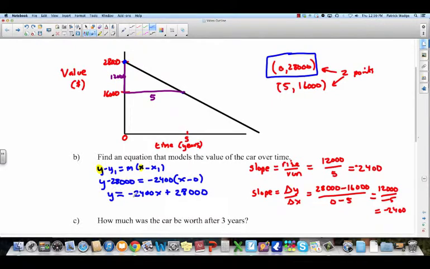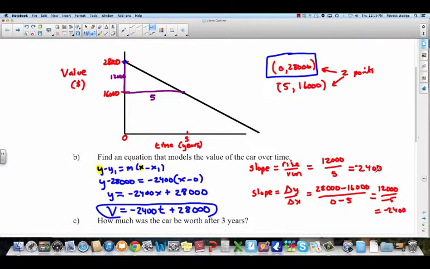One last thing. If you want, instead of using y's and x's, you could use some other letters that are more representative of what we're talking about. So we're not really talking about y's here. We're talking about value. So why don't we put v instead of y, v for value, equals negative 2,400. Instead of x, why don't we put t for time, plus 28,000. You don't need to do this, but it might be easier when you answer the next set of questions below here. Okay, there's our equation.